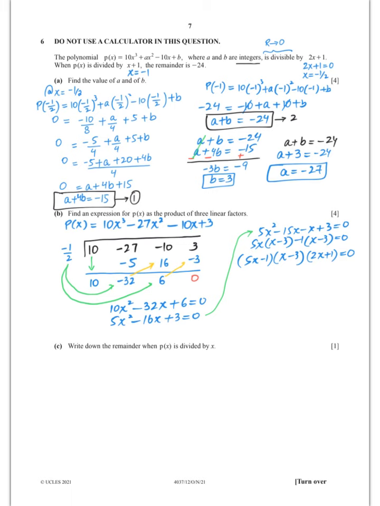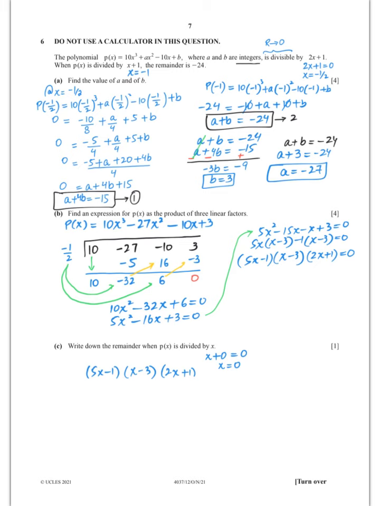Last part, write down the remainder when p of x is divided by x. Only x, so I can say that it's x plus 0 is equal to 0, right? So basically we have x is equal to 0. The equation we have in this part is 5x minus 1, x minus 3 and 2x plus 1.